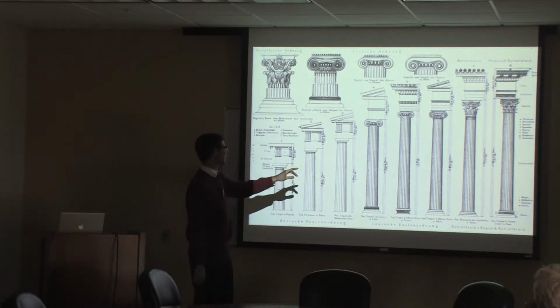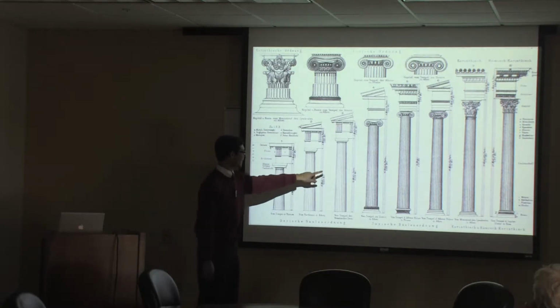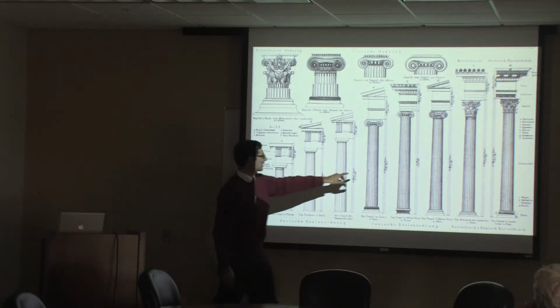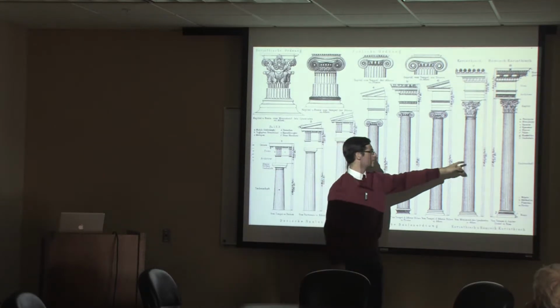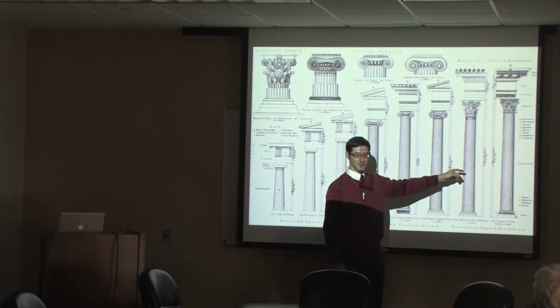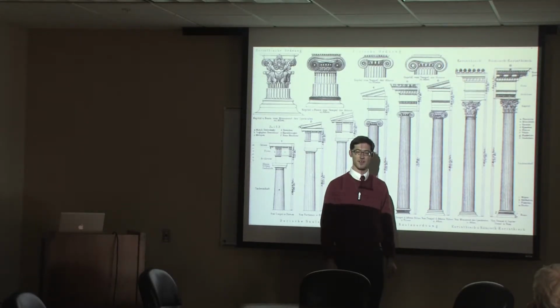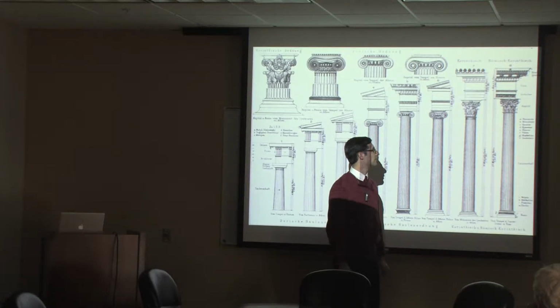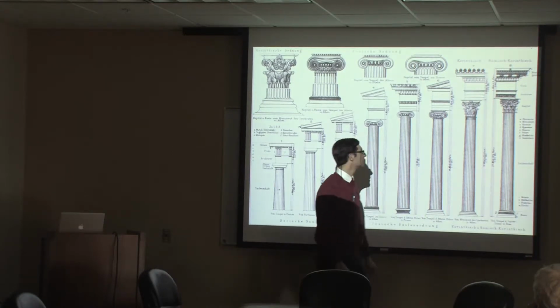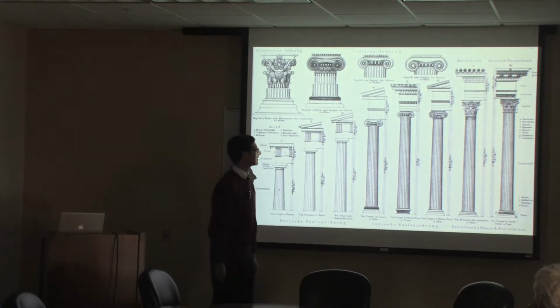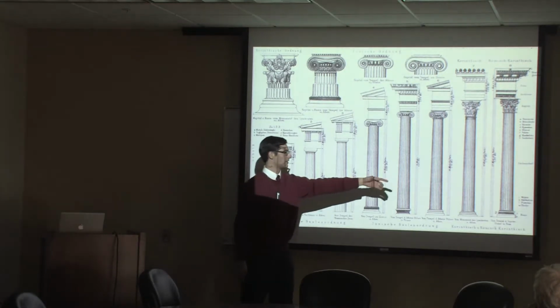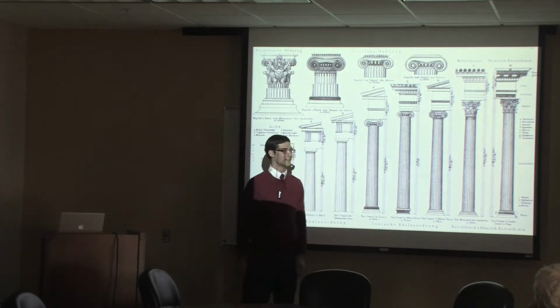Here we have the three orders: the Doric order here, the Ionic order here, and the Corinthian order here. Now I didn't mention the Corinthian order in my history because it's the newest order, and it started to come around when the Romans were gaining power and becoming the dominant force in Europe. However, the Corinthian style naturally developed from the Ionic.